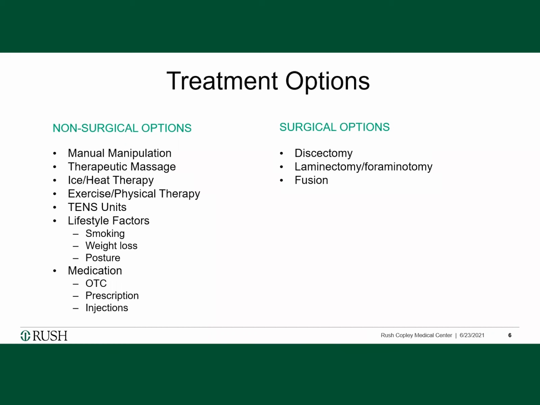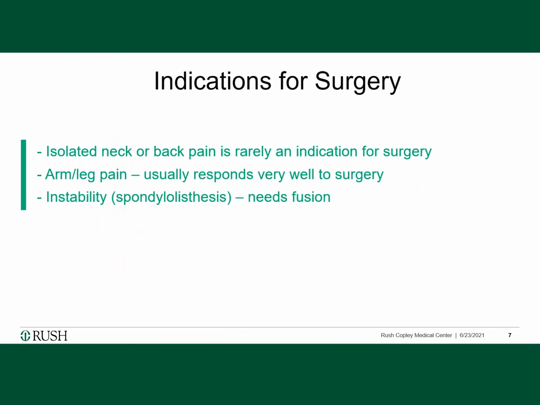Some of the common procedures that we perform in the cervical and lumbar spine would be a discectomy, laminectomy, and fusion. So those would be probably the top 3 procedures that we perform. So what are some of the indications for surgery? Isolated neck or back pain is rarely an indication for surgery. It can be sometimes if there is some degree of instability in the spine, or if there's a fracture or infection, which are all fairly uncommon things.